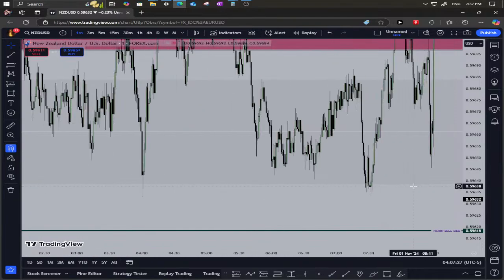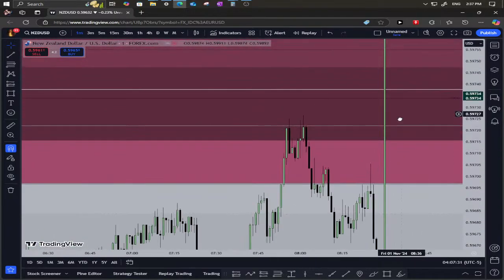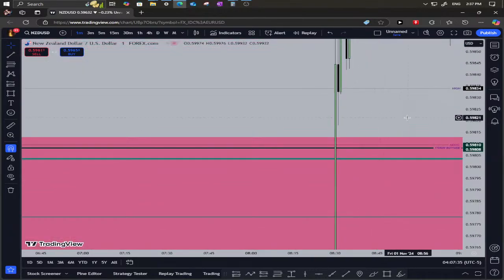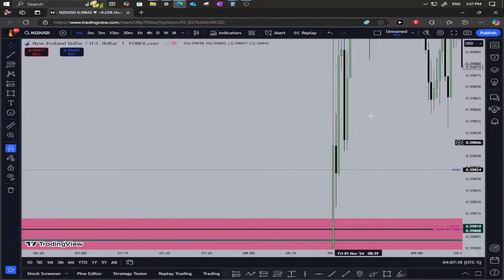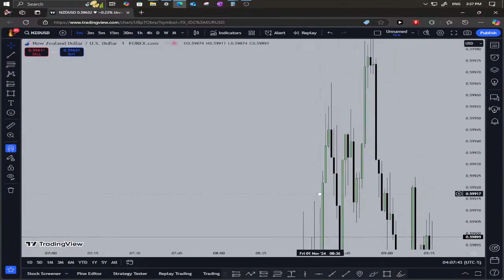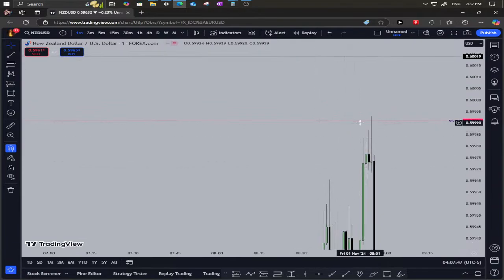See, buy here and bang, moved up, moved up, moved up, and right now the retailers would have messed up because they don't know where it would reach, right? Move up, move up. See how it is respecting this level. This is the consequent encroachment of that 1 hour BC. Finally reached the NWOG.